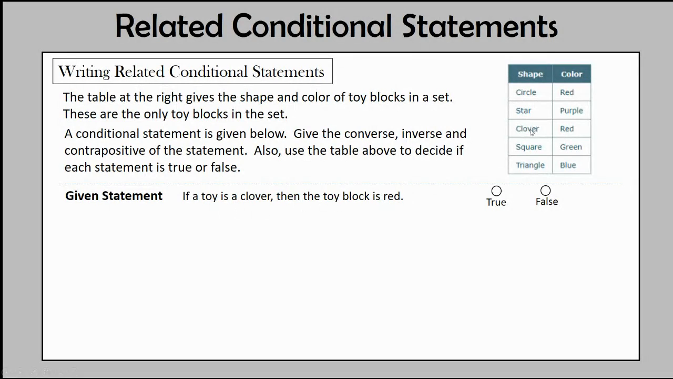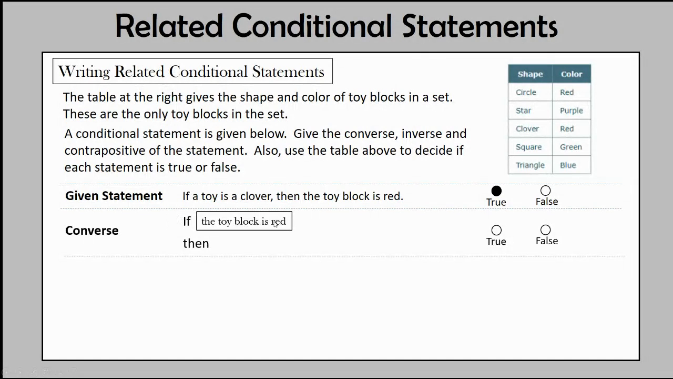Then the block is red. Well, every clover is red. So that's true. Okay. Now let's write the converse. Converse is to take the conclusion, make it the hypothesis, take the hypothesis, make it the conclusion. So switch the statements. So if the toy block is red, then the toy is a clover. Now, this has to be true all the time. And in this case, it is not because we do have red circles as well. Just because it's red doesn't mean it has to be a clover. It could also be a circle. So this is false. This is a counterexample. All you need is one counterexample to make the statement false, and there it is.